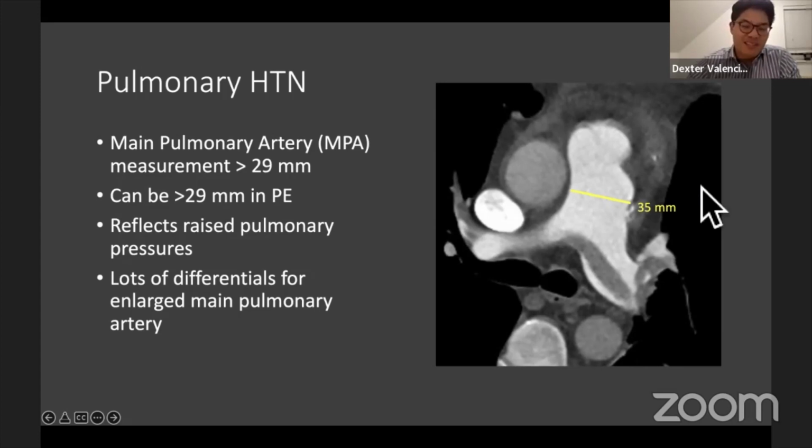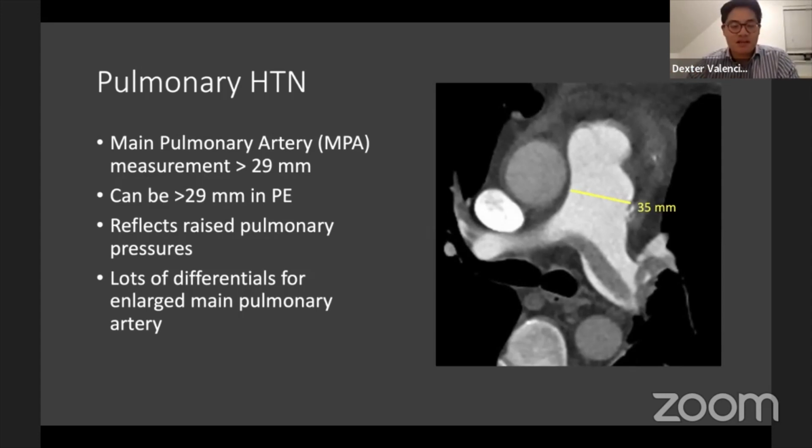A patient may have pre-existing disease, which might mean they have raised pulmonary hypertension already. So whenever I see a PE and it looks like a big saddle PE and they have a raised main pulmonary artery and it's more than 29, I probably think it's related to the PE, but they could have really bad lung disease.